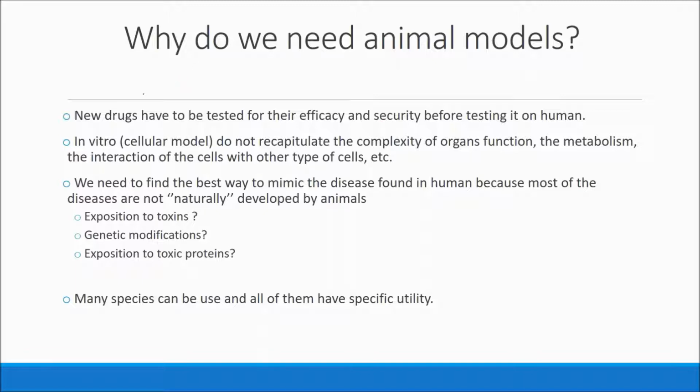To test a drug, we have to test it first in animals, and we have to test it for the efficacy and the security. We have to check for the doses and the metabolism of the drug to be sure that it does not accumulate in the animal. And to create animal models, I will discuss the way to do that, but we can use genetic mutation, exposition to toxin or other proteins. And we can use a lot of different animals.